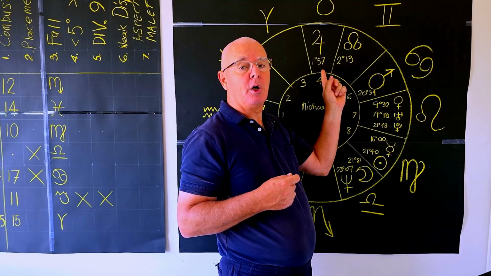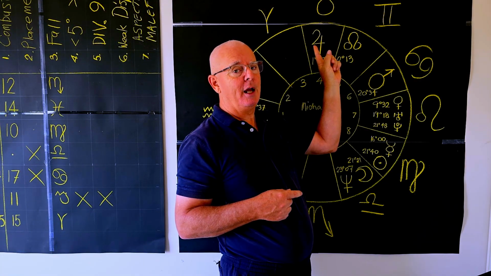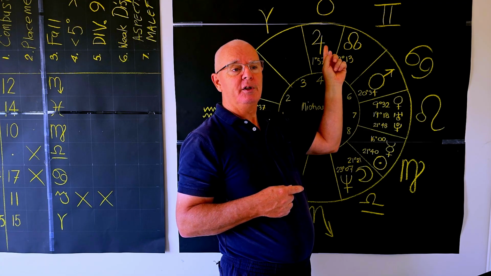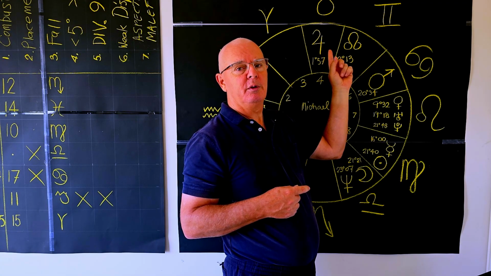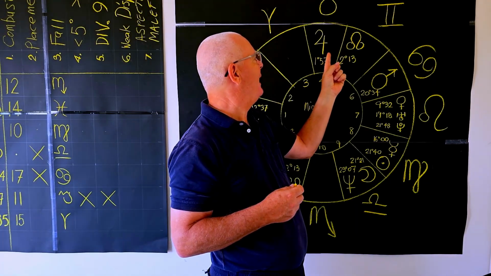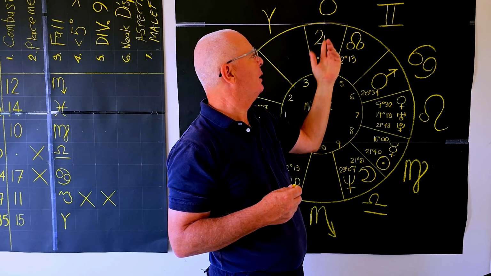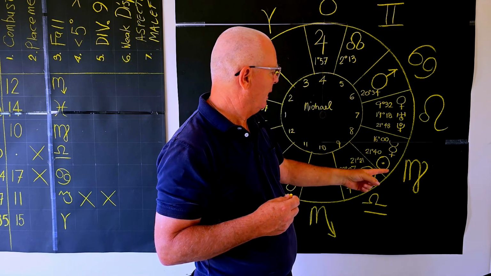The ruler of its sign, it doesn't have one. It doesn't have a ruler. It must be a freehold. Well, he doesn't have a landlord. And that means he doesn't suffer on account of the ruler being weak.